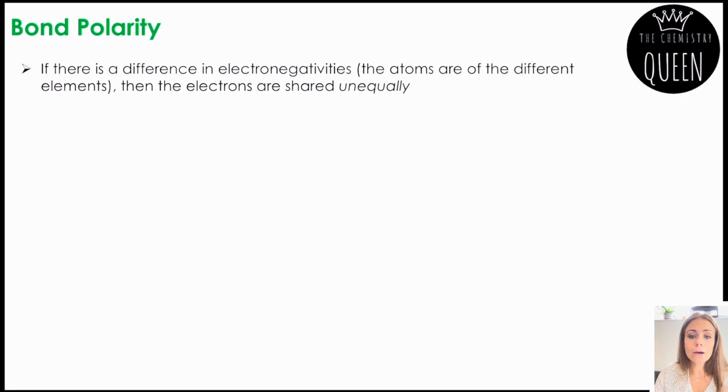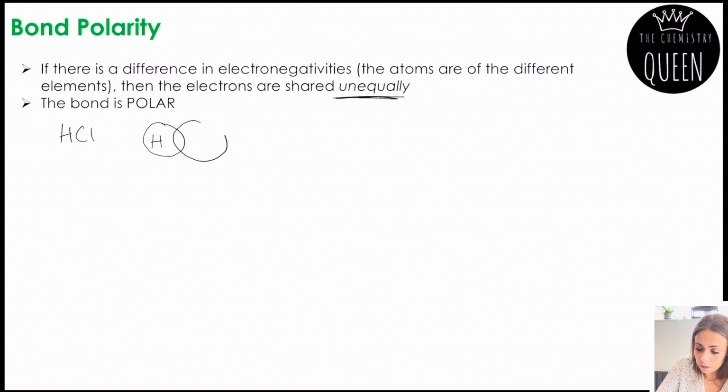Now, if we have two atoms that are different, bonded covalently, then there's likely to be a difference in their electronegativities. This means that the electrons within that covalent bond are going to be shared unequally, and this will result in a polar bond. A good example of this would be hydrogen chloride, HCl. The dot and cross diagram would look something like this. We've got that shared pair of electrons in the covalent bond. The displayed formula would be like so.